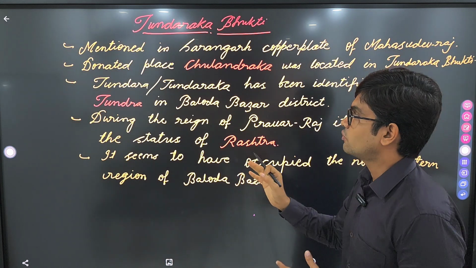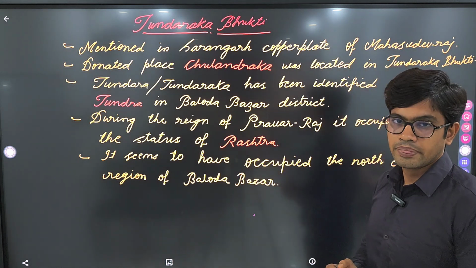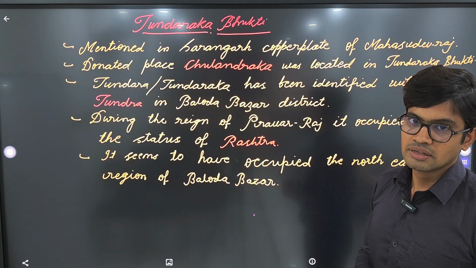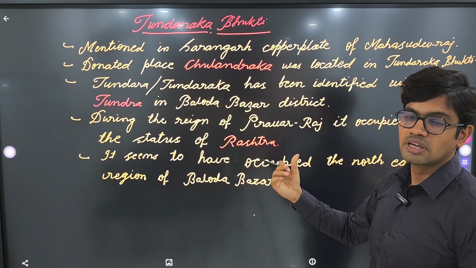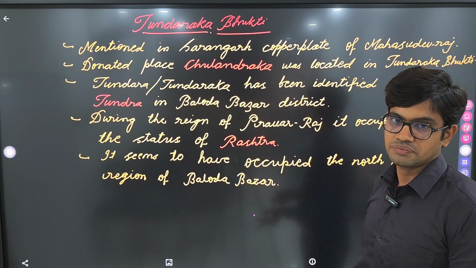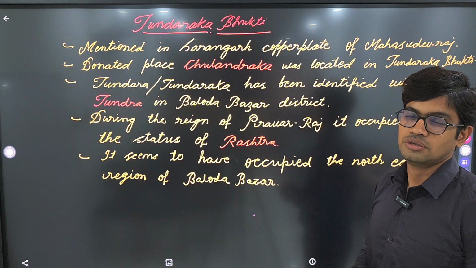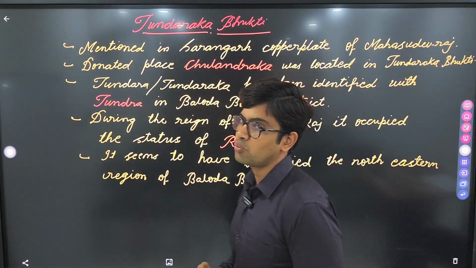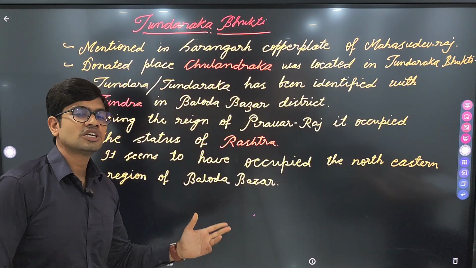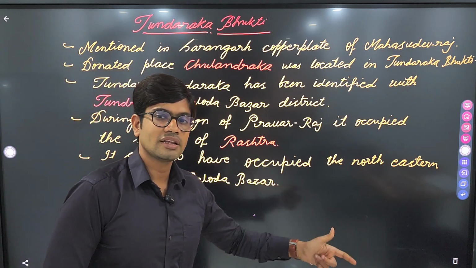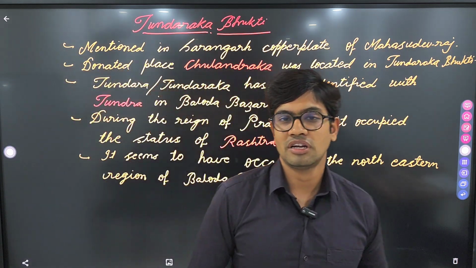So Tundarashtra was earlier Tundaraka Bhukti, and during the reign of Pravararaja, another Sharabhpuri king, this Bhukti, Tundaraka Bhukti, achieved the status of Rashtra and it became Tundarashtra or Tundaraka Rashtra, which we already have covered. Now, it seems to have occupied the northeastern portion of Baladabazar district. Actually, the Tundara place is located in the northeastern part of Baladabazar district.